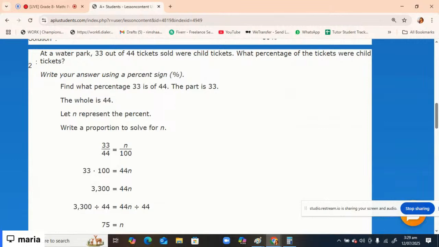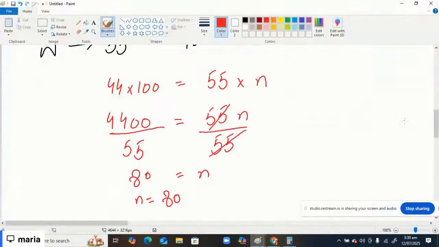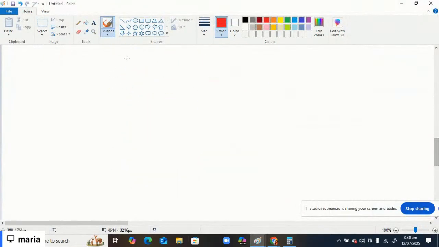At a water park, 33 out of 44 tickets sold were child tickets. What percent of the tickets were child tickets? So 33 out of 44. Let's solve it, okay? 33 is the part, 44 is the whole. Now let's do it.